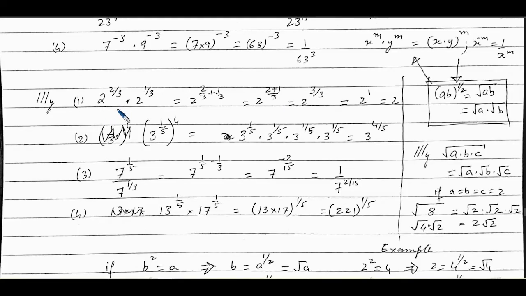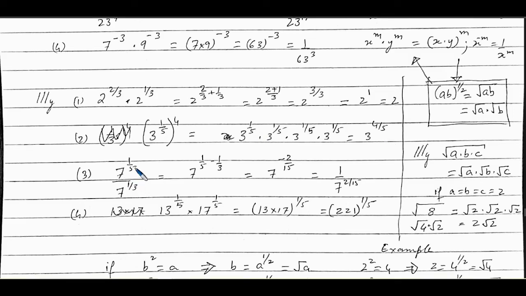So this is just for you all, I am going quickly, for you to know how to manipulate these exponents. So this is 2 to the power 2 by 3 into 2 to the 1/3. These two are common, so you add. So you get here 2. Similarly 3 to the power 1 by 5 into 4. So 4 into 1 by 5, so it's 4 by 5. So 3 to the power 4 by 5.